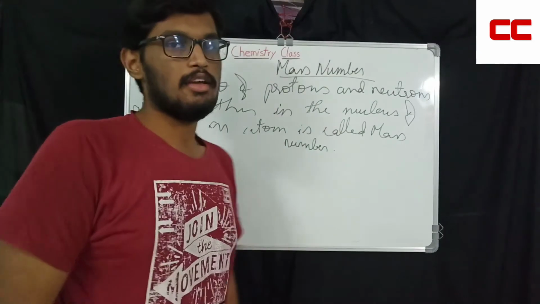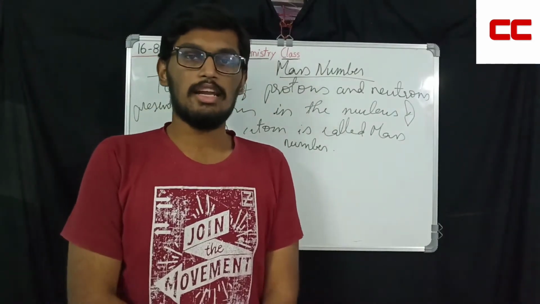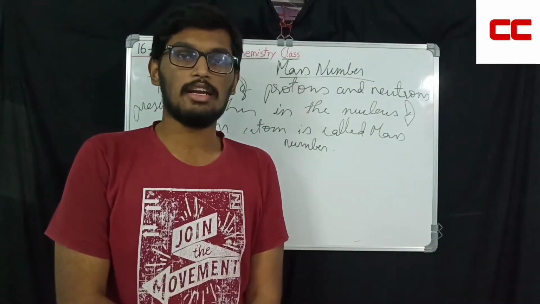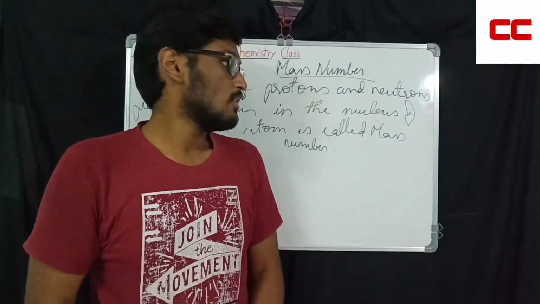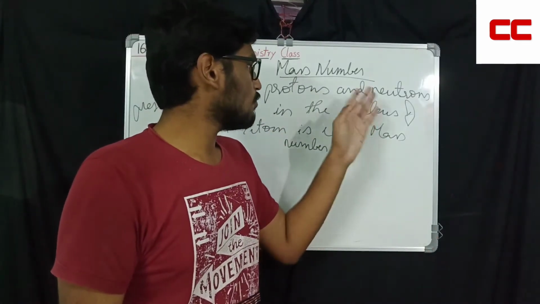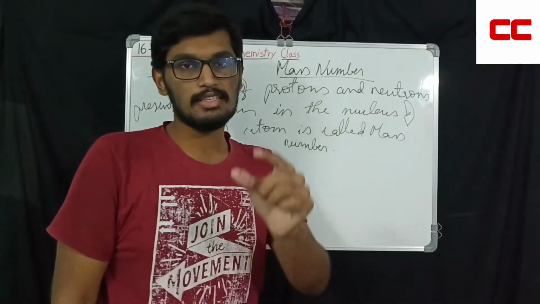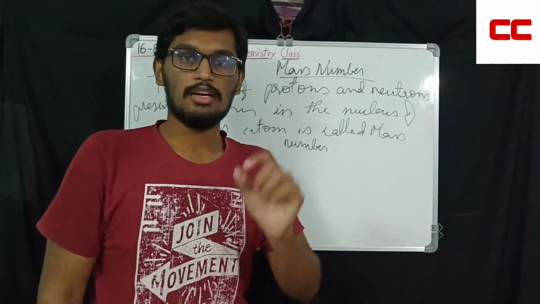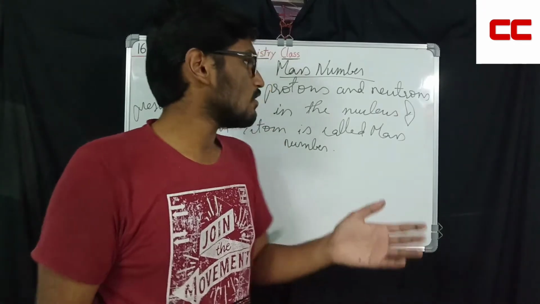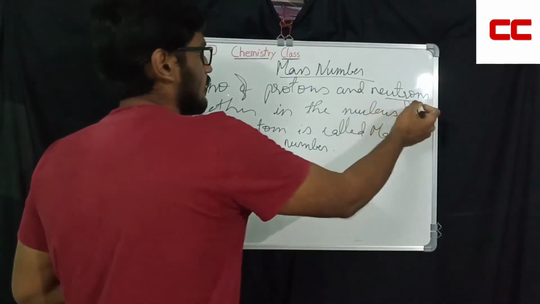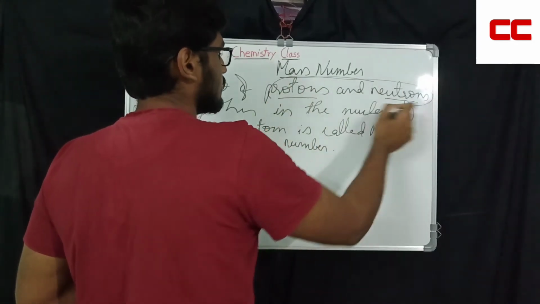Now you may ask me, okay, the number of protons is equal to the atomic number, now what? They have also included the number of neutrons. See, the neutrons and protons both reside inside the nucleus only. The nucleus is positively charged, whereas the electrons are negatively charged. So neutrons and protons combined together give us the mass number.